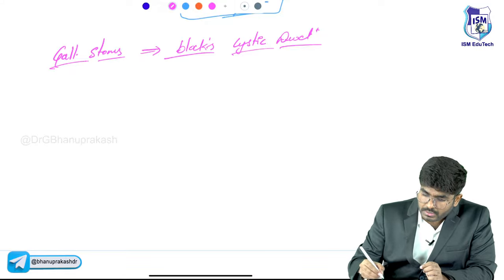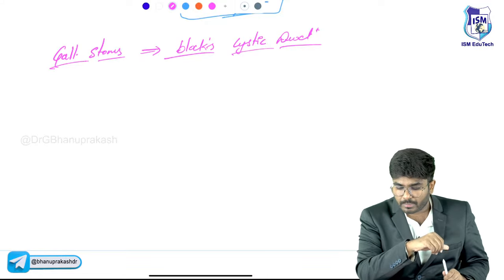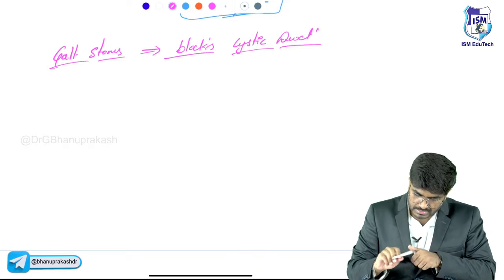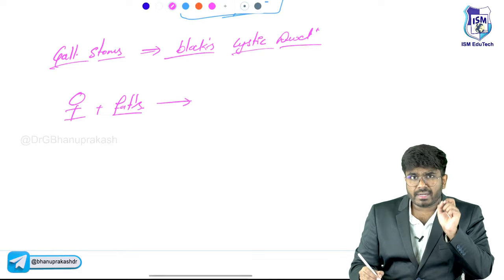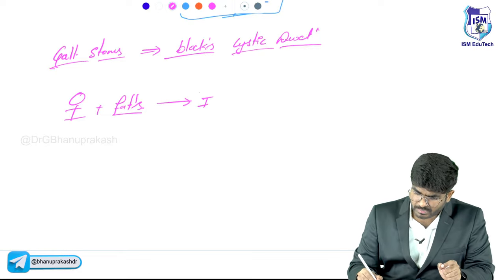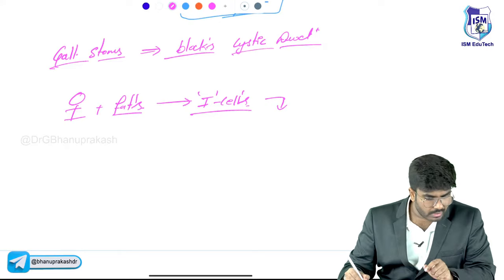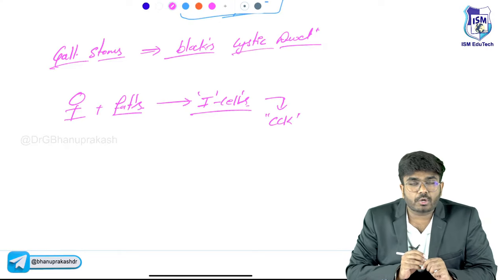Now the classical question that will come in your exam is, this patient who is taking fats. Whenever he is taking fats, fats stimulate which cells? Fats stimulate the I cells. The I cells are going to produce which hormone? The I cells produce cholecystokinin.